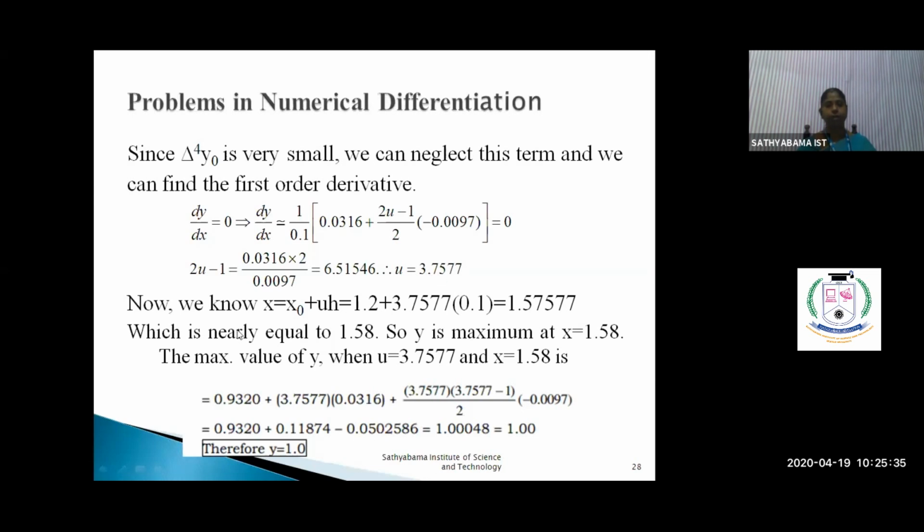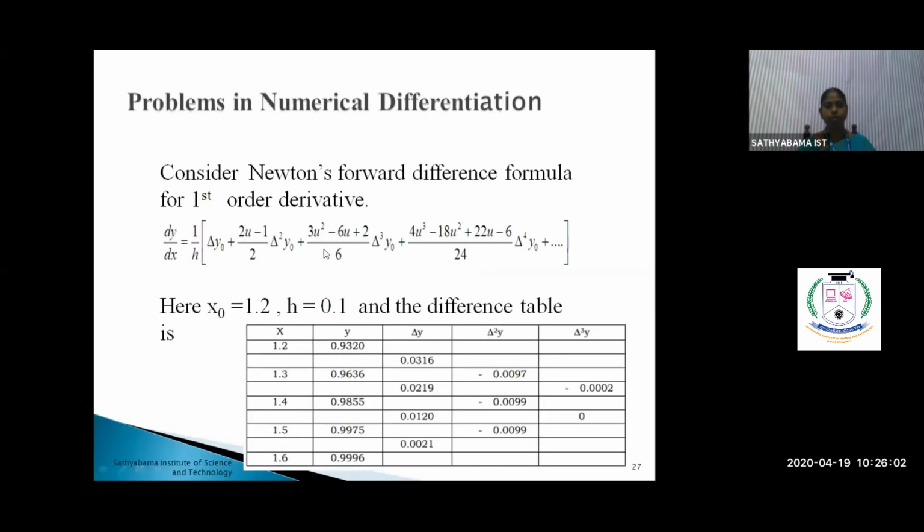3.7577. Now, you know x is equal to x naught plus u h. So from this, I may find out what x is. So x is 1.57577, which is nearly equivalent to 1.58. We correct to 2 places of decimal. So what do we want to find out? The maximum value of y at x equal to 1.58.